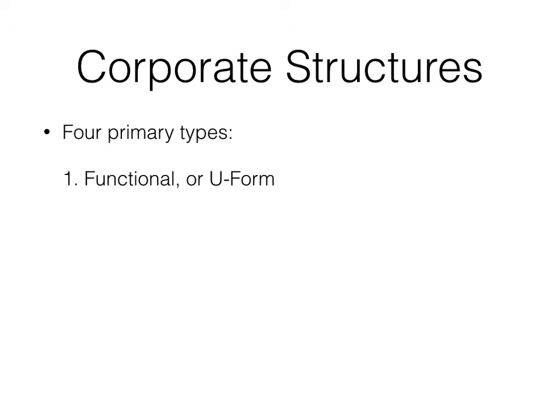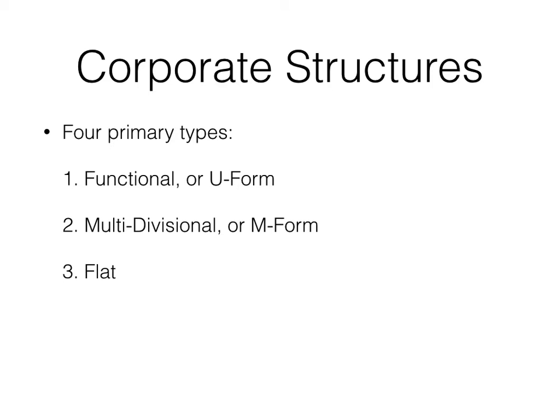The first one is the functional or the U form. And this would be your typical firm that has an accounting division, a marketing division, a production division. Multi-divisional firms are a little different in that they're structured around a certain product line. So if you look at something like Disney, it will have the animation division, the amusement park division, and the movie division. So they're different product lines that they're focused on.